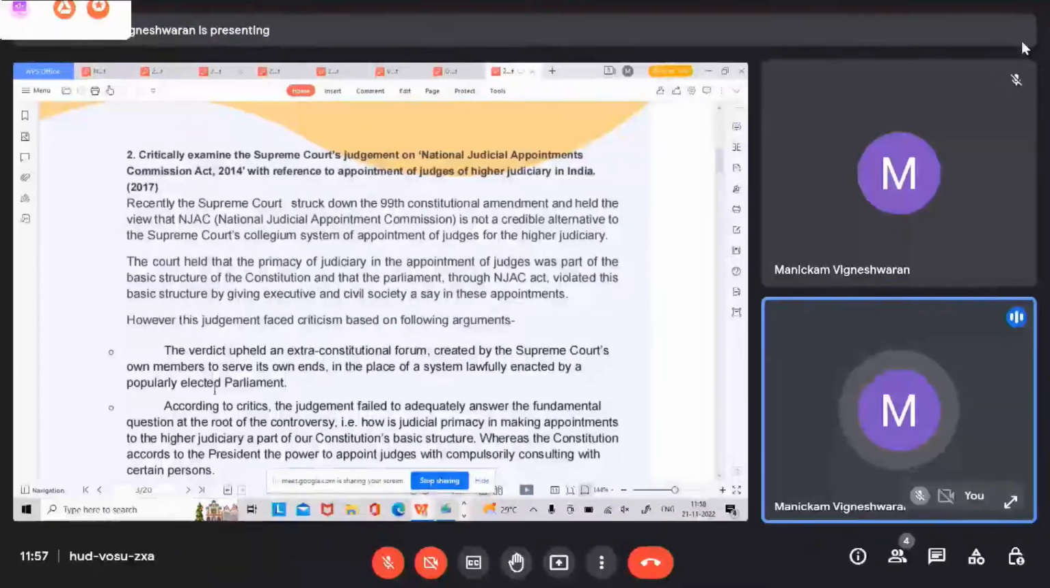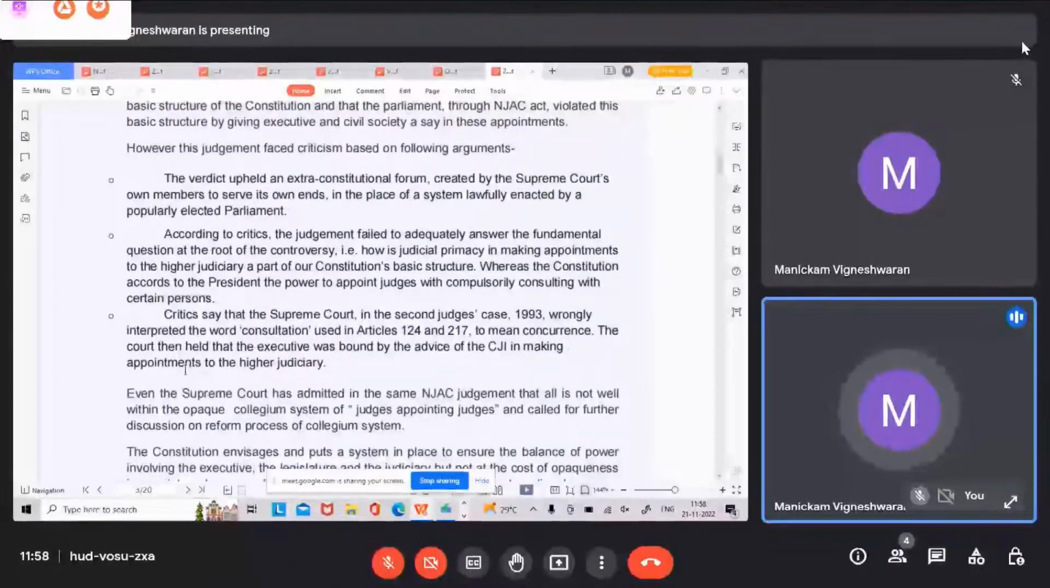However, the judgment faced criticism based on the following arguments. The verdict upheld an extra-constitutional forum created by the Supreme Court's own members to serve its own ends, in place of a system lawfully enacted by the popularly elected Parliament. According to critics, the judgment failed to adequately answer the fundamental question at the core of the controversy: is judicial primacy in making appointments to the higher judiciary part of our constitutional basic structure, where the Constitution empowers the President to appoint judges after compulsory consultation with certain persons?